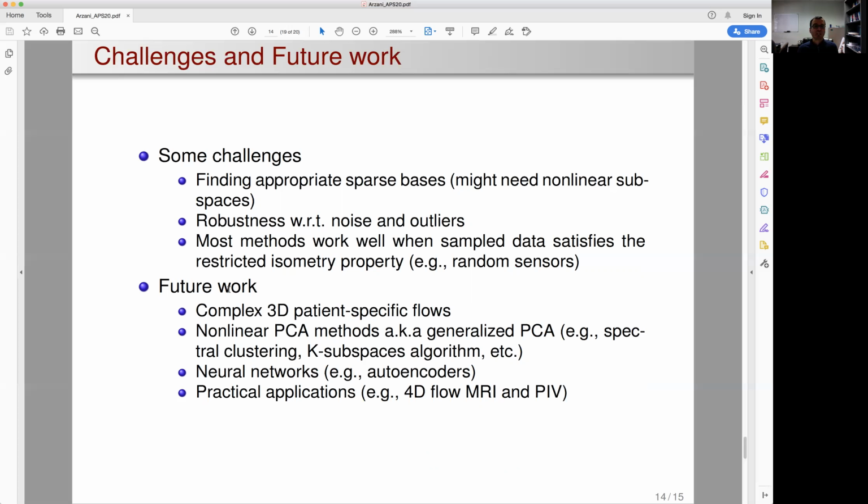So in future work, we would like to do complex 3D patient-specific flows. We would like to extend our PCA methods to nonlinear PCA methods, also known as generalized PCA, for example, spectral clustering and K-subspace algorithms, for more accurate identification of low dimensionality. We're also interested in using neural networks and autoencoders to achieve this. And finally, practical applications such as 4D flow MRI or PIV data are of interest.